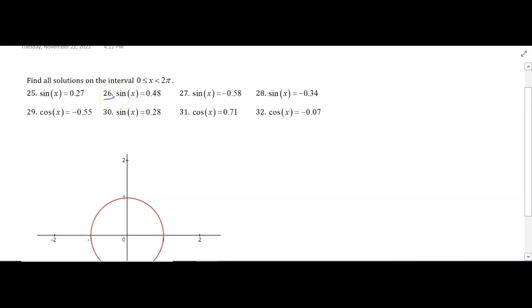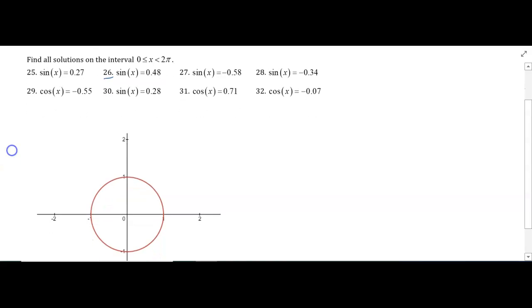The equation is sine of x equals 0.48. Now we're going to be able to get one of the answers with the inverse trig function, inverse sine, but not all of them. We want all solutions in the interval from 0 to 2 pi.